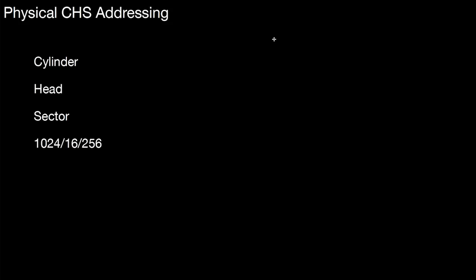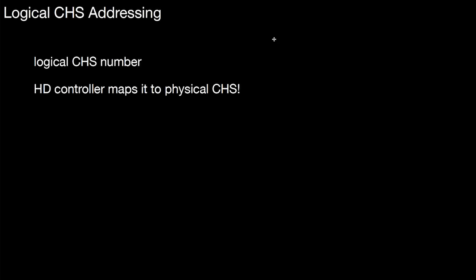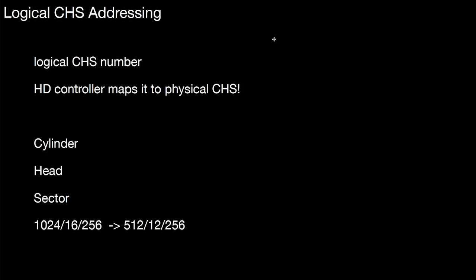But then eventually vendors started to mimic those addresses, providing logical addresses. That was called logical CHS addressing, meaning you had a logical CHS number, but then the controller mapped that to a physical CHS number. As an example, to the outside, to the interface, it looked as if you had 1024 cylinders, 16 heads, 256 sectors. This was not what was happening internally. Internally, the device used something different, maybe only 512 cylinders, only 12 heads, but 256 sectors.